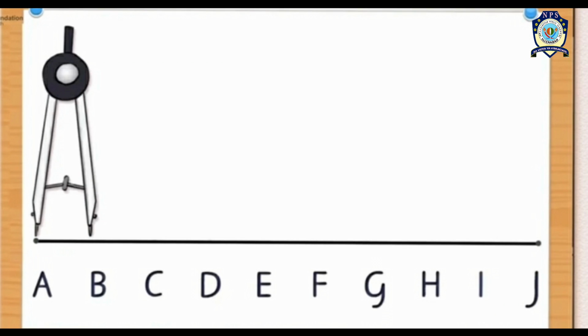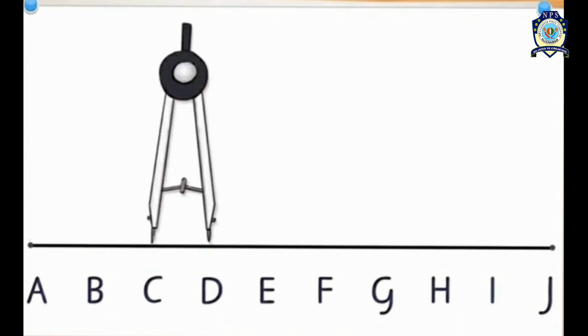Now we will place the divider on the straight line, and as we start moving the divider forward, we will make the markings with the 1 centimeter, means A to B 1 centimeter, B to C 1 centimeter, C to D again 1 centimeter, E to F again 1 centimeter, and so on. As you can see in this picture, step by step the divider is moved on the straight line from A to J point, and now we will find out the total length of the straight line.